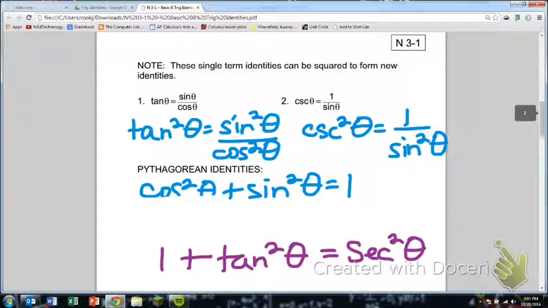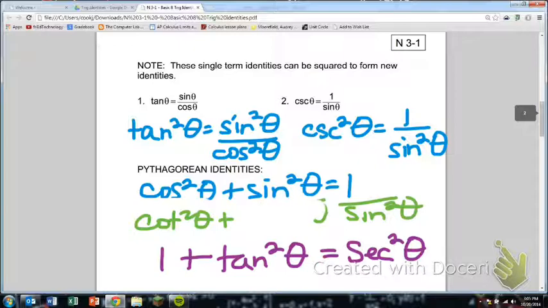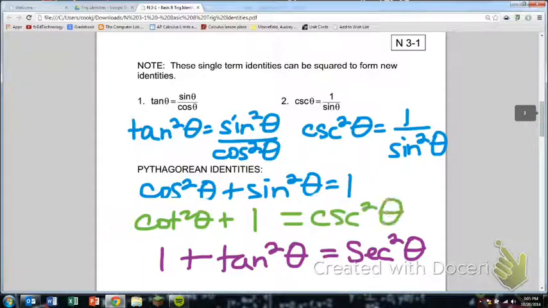And the same thing if you were to go through and divide everything by sine squared in this equation. Let me change the color here. Sine squared instead of cosine squared, right? Then this would be cotangent squared. Cosine over sine is cotangent, plus sine squared over sine squared would be 1, equals, and then 1 over sine squared. 1 over sine is cosecant, so 1 over sine squared would be cosecant squared. So these are your 3 Pythagorean identities.